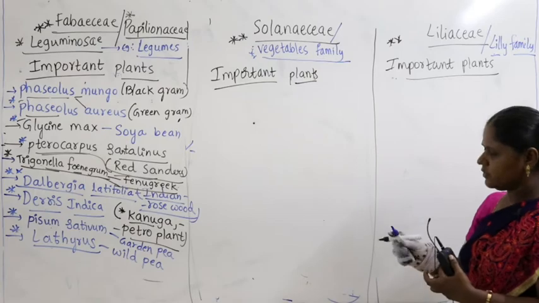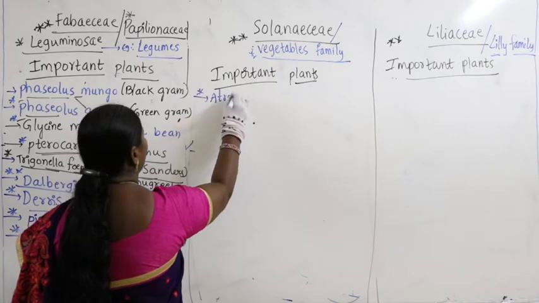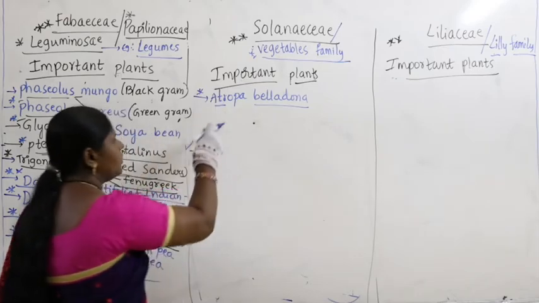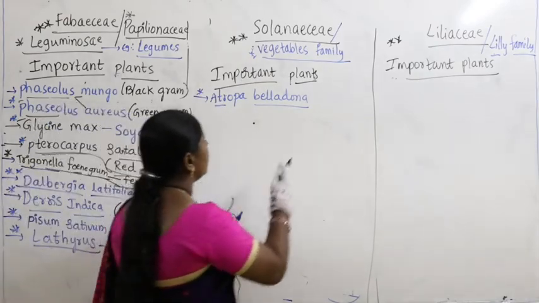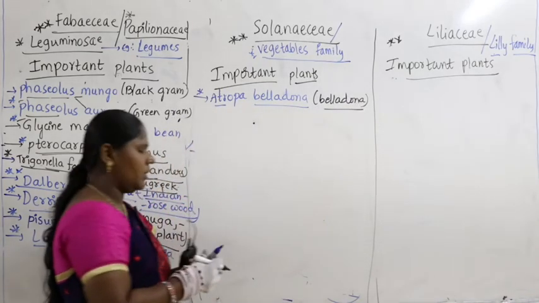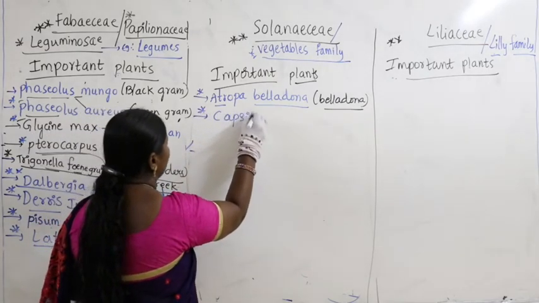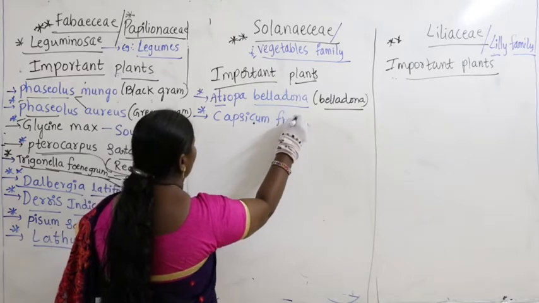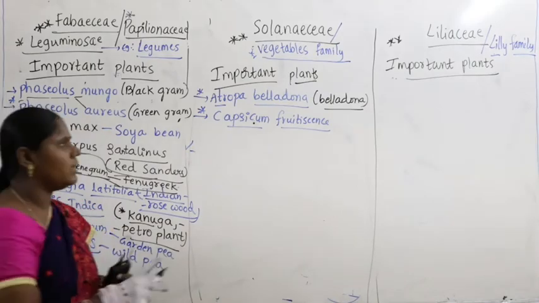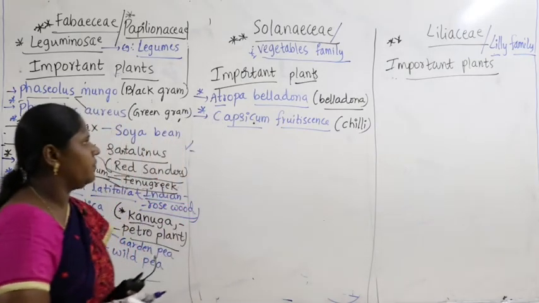Now, in Solanaceae, if you start writing the important plants list, let us start with Atropa belladonna. Atropa belladonna, it's also used as a medicinal plant. It's commonly called belladonna. Right? Then, apart from this, Capsicum frutescens. Now, you all know very well, it's the scientific name for chili.